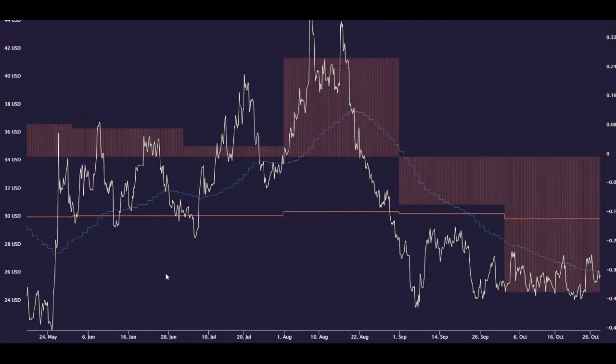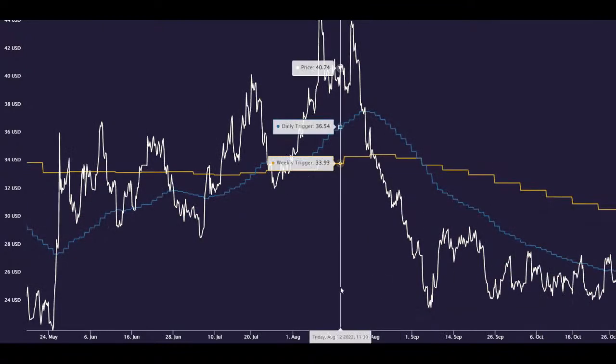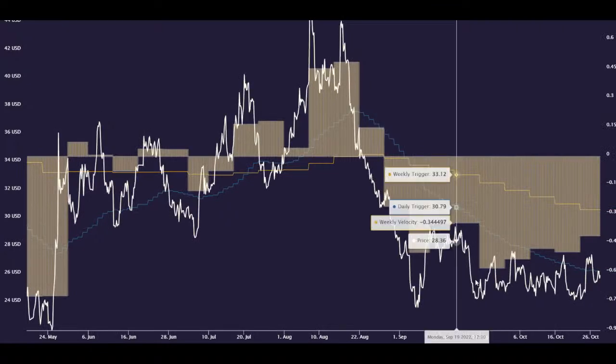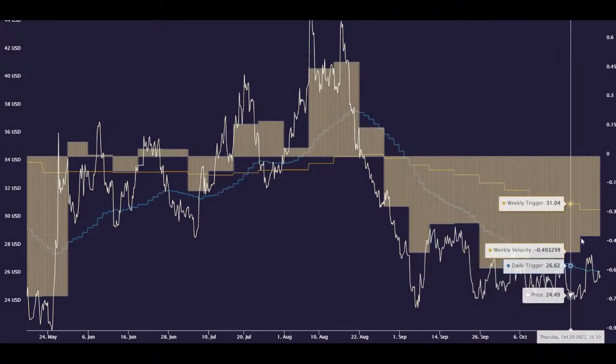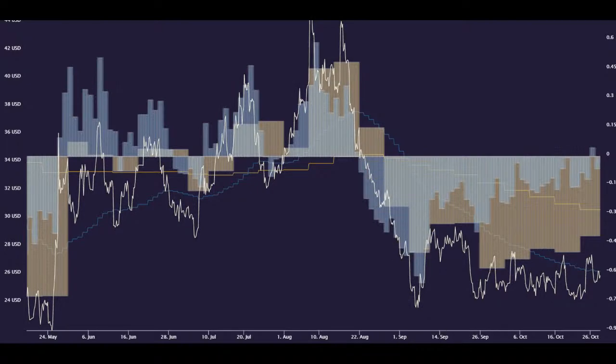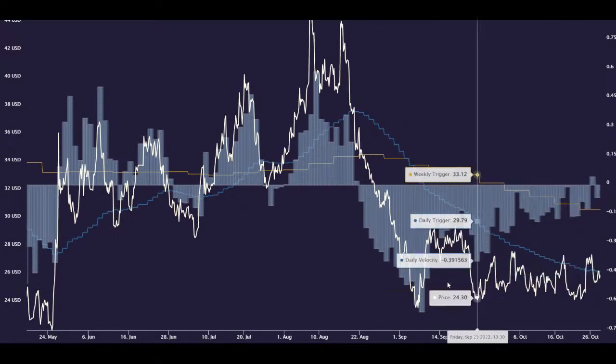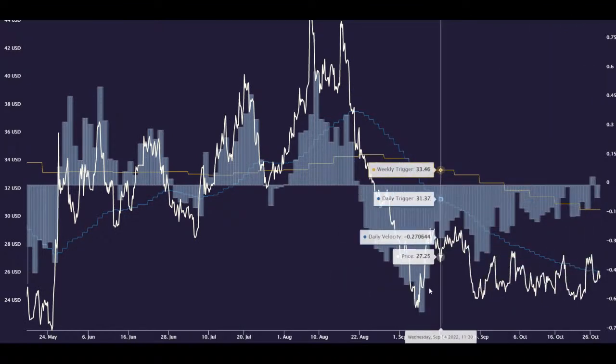Now let's look at the weekly. All right, the weekly trigger right here at 30.63. Look at the weekly velocity. The weekly velocity has actually been repairing in the same way that the daily velocity has. So right away, what Nimoy has been telling us the entire time is through this sideways movement, it has not been sellers that have been in control.